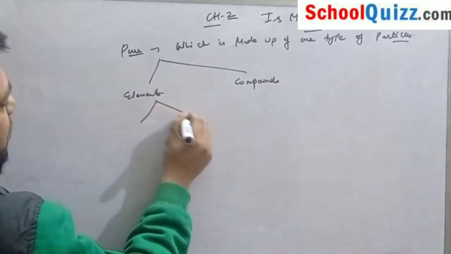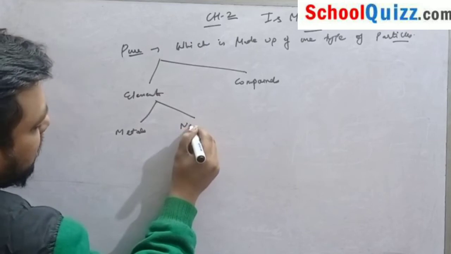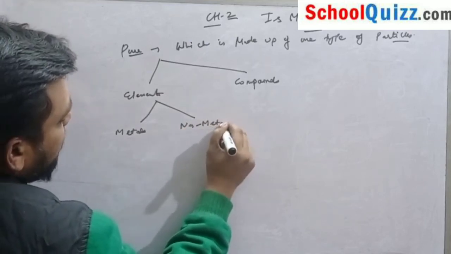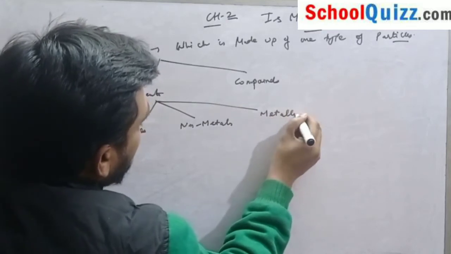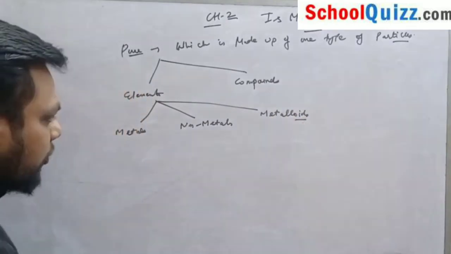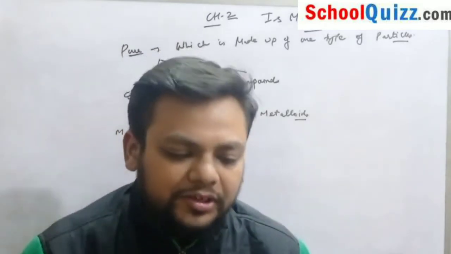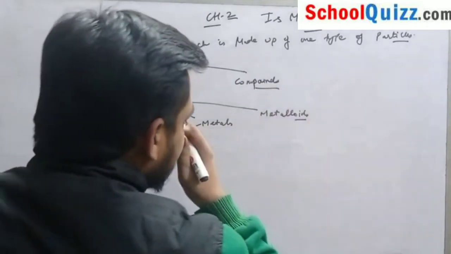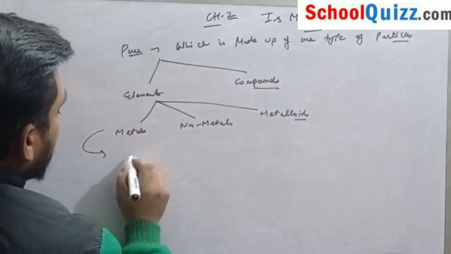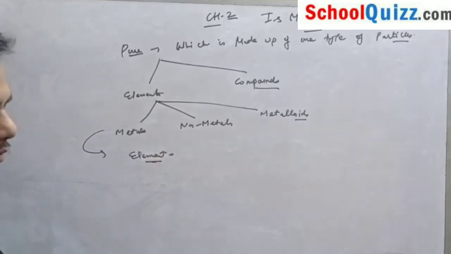And elements can further be classified as metals, non-metals, and metalloids. So in this video we will discuss our part, that is elements. What is an element? In our next video we will discuss what compounds are, but in this part we will discuss what an element is.